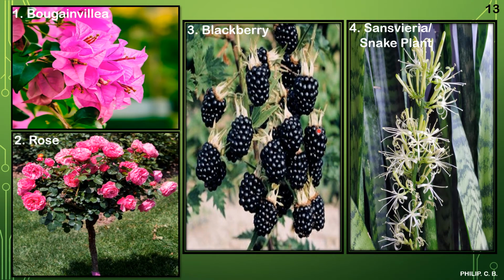Now the images for a better understanding. Here bougainvillea, this also you might have seen, it's like ornamental plants usually seen in gardens and now surrounding. Then second, rose, which is more commonly used in cutting, where you can have different colored species related to rose. Third, blackberry. Then fourth, the sansevieria, or otherwise called as snake plant.